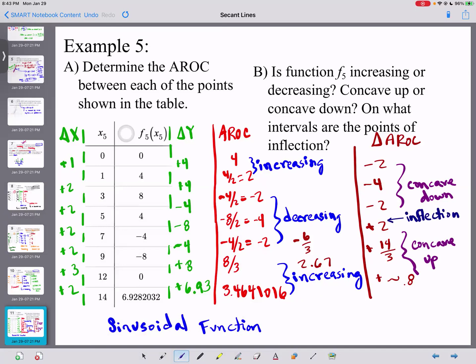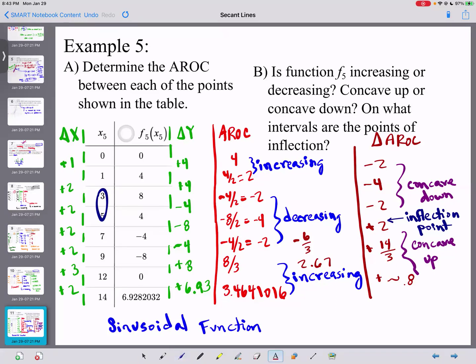The inflection point occurs when your delta A rock is exactly 0. This is as long as your A rock is not the same value, as long as there is some change in A rock, then whenever the change of A rock hits 0, we have an inflection point. So this would have an inflection point somewhere in between -2 and 2. I guess we'd have to look in here. Somewhere in between these values, we're going to have an inflection point.